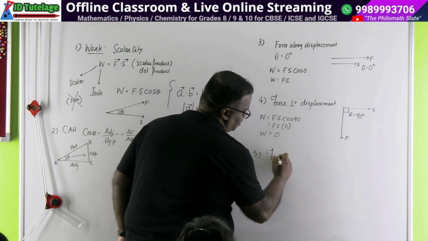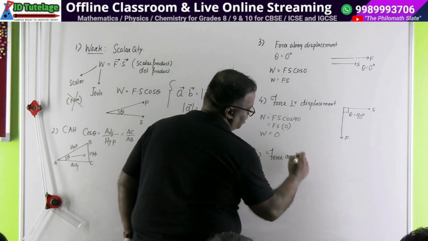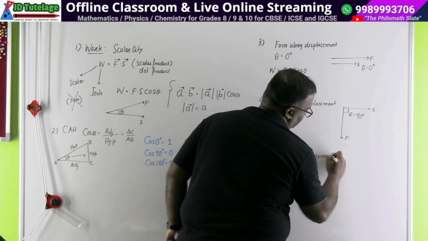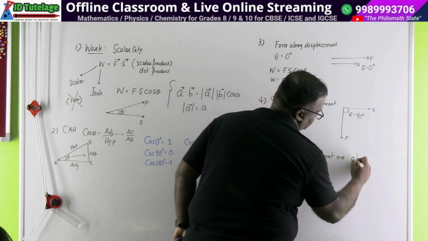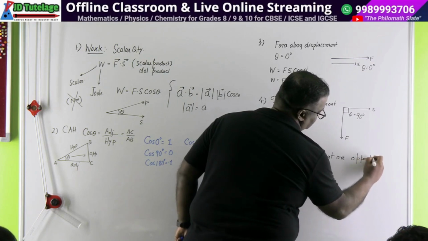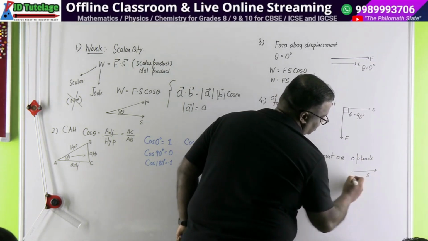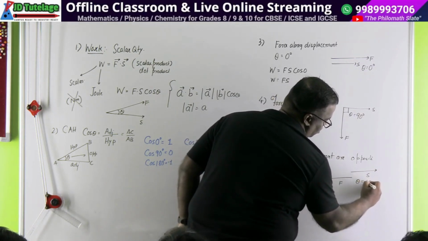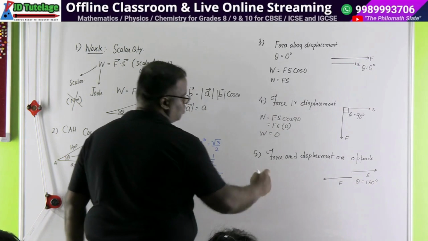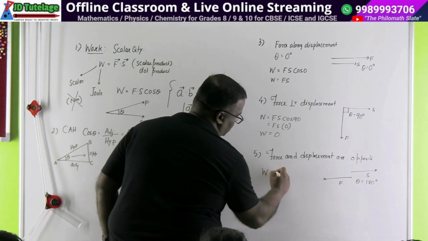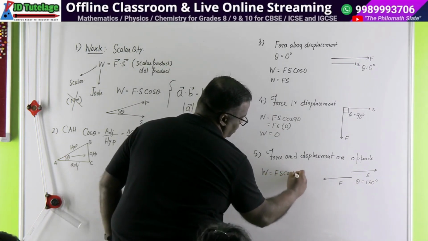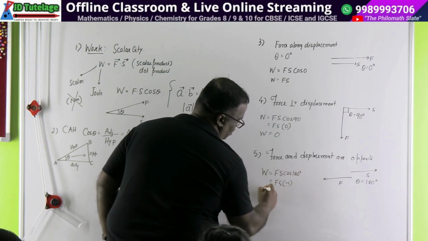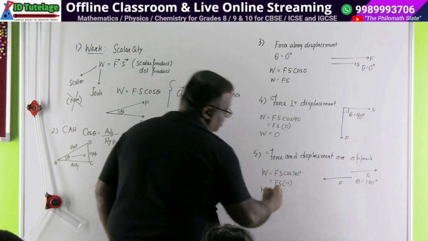Fifth criteria. Force and displacement are opposite. Means in this case, displacement is along this direction, force is along this direction. So theta will be equal to 180 degree. So what is work done here? Work done is Fs cos 180 degree, which is equal to Fs into -1, or W is equal to negative Fs.